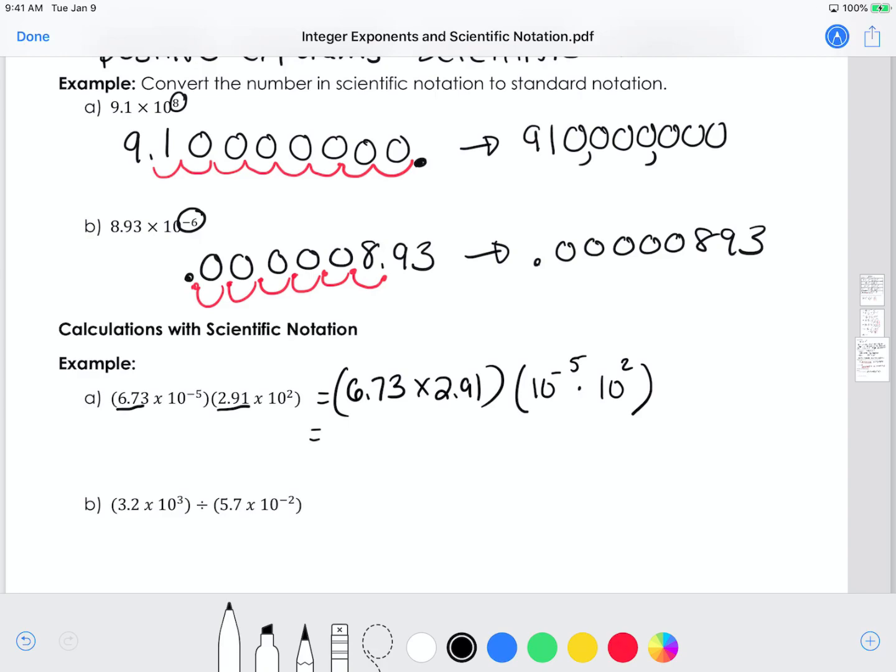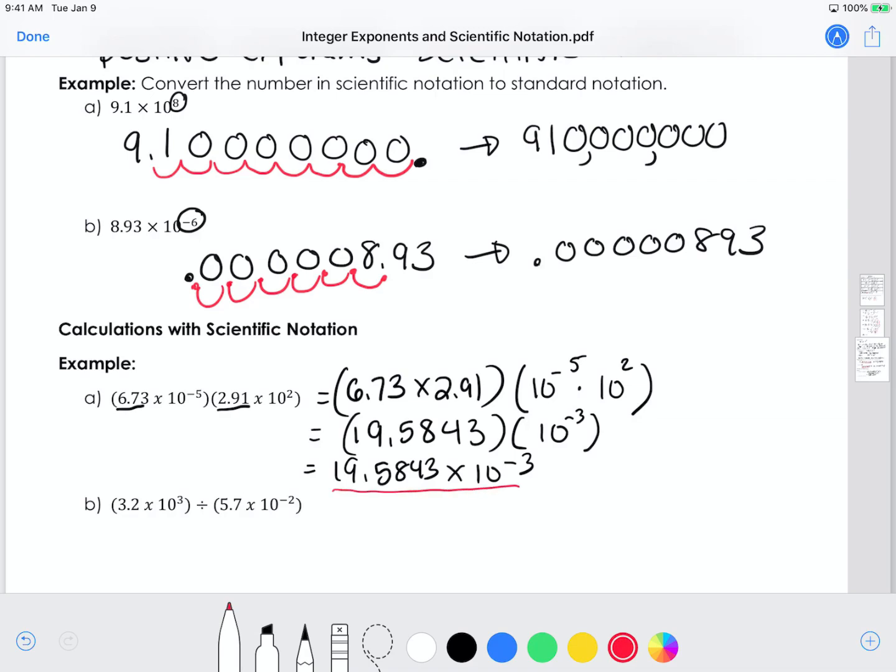That really helps because we can use our rules of exponents to then do the calculations with the base 10 numbers very quickly. So on the calculator, I'm going to put 6.73 times 2.91, and that's going to give me 19.5843. Then I do 10 to the negative 5th times 10 to the 2nd. Using my rules of exponents, I know that that's 10 to the power of negative 3. So when I put that together, I get 19.5843 times 10 to the negative 3.